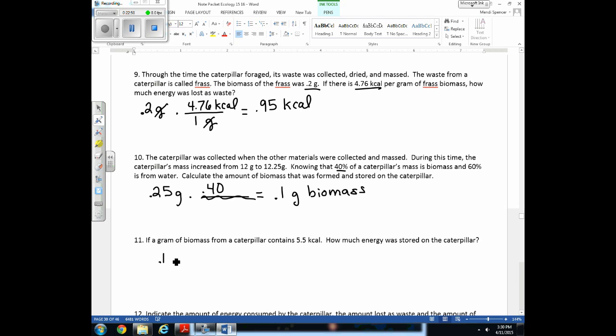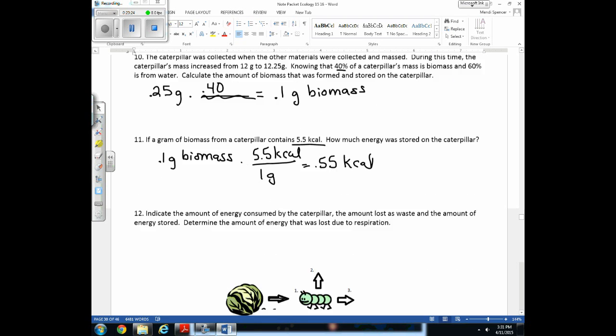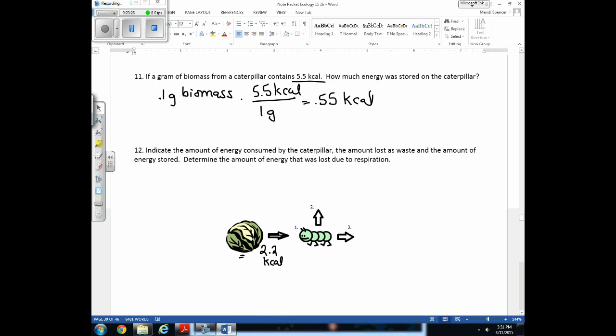So if we know 0.1 grams of biomass was stored, and there's 5.5 kilocalories in 1 gram of caterpillar biomass, then that means that 0.55 kilocalories of energy was stored on that caterpillar. So let's add those to the diagram.